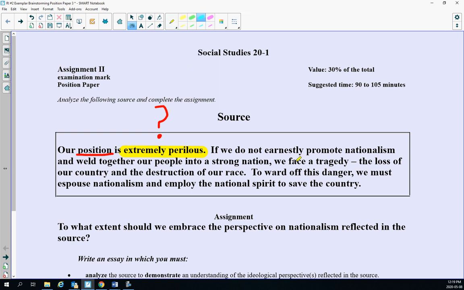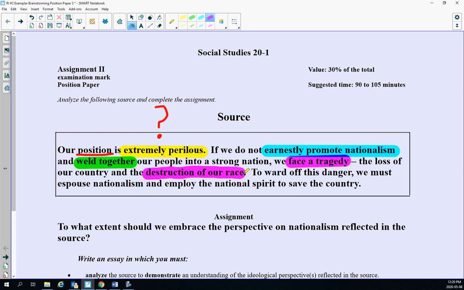To move on, earnestly promote nationalism. Well, when you earnestly promote something, it means you're really promoting it. So to me, he's talking about extreme nationalism, which, as we've learned, is turning into what we call ultranationalism. So when I read it, I almost see a call to ultranationalism. And then he goes on to talk about welding their people together in a strong nation. What could that look like? What is the tragedy that they face? How could that look?